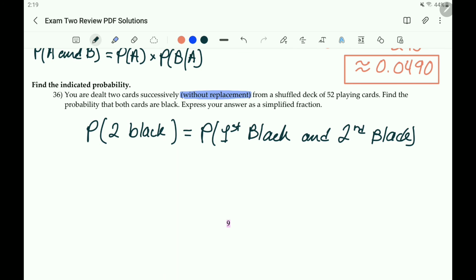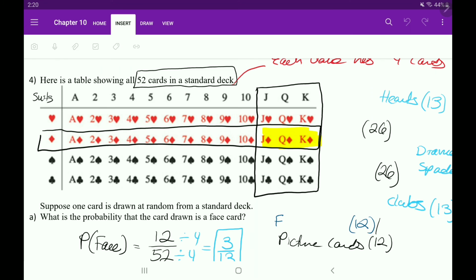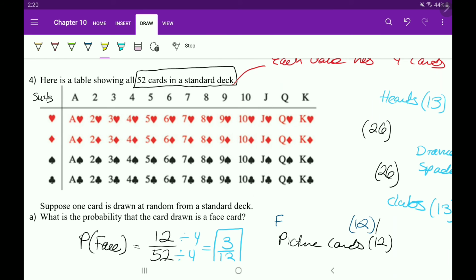When it comes to our black cards, we know there are 26 black cards in our deck. Let's clear this. 52 cards in our deck in total. 26 of these cards are black cards. So we want to find the probability of 2 black cards. That means we must find the probability that the first card is black and then the second card is black. The probability that the first card will be black is going to be 26 out of 52.